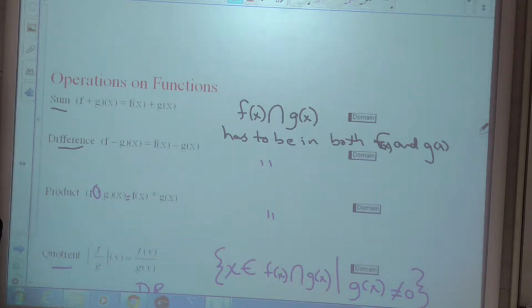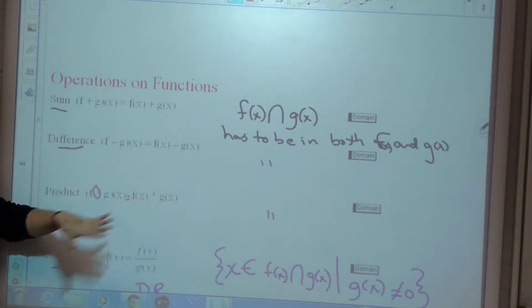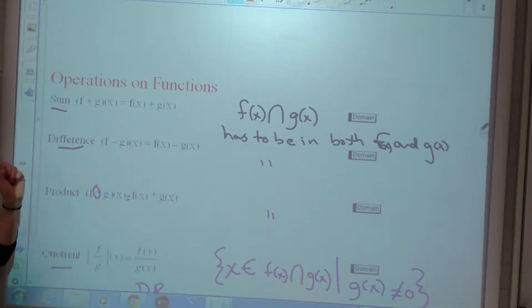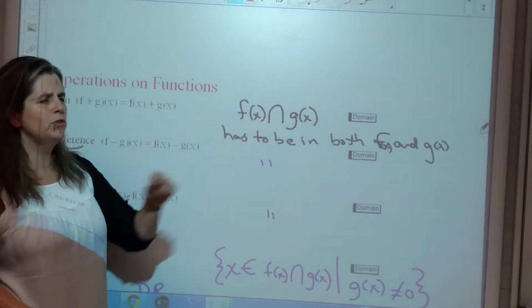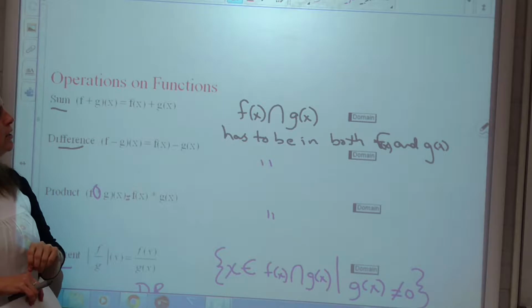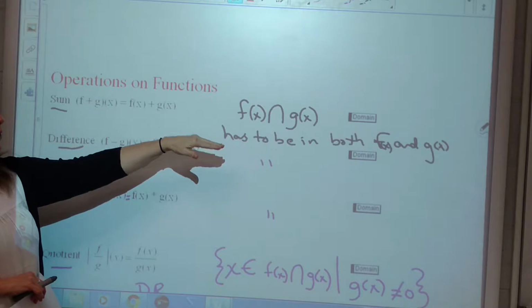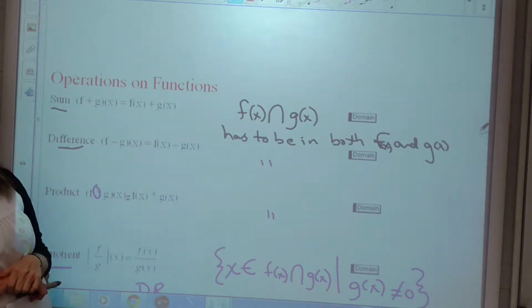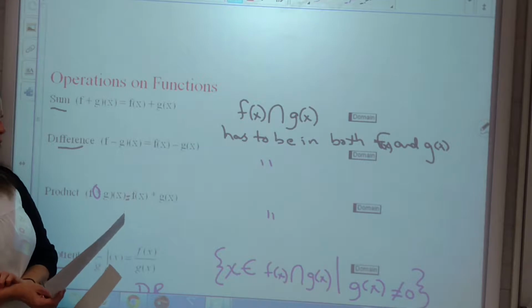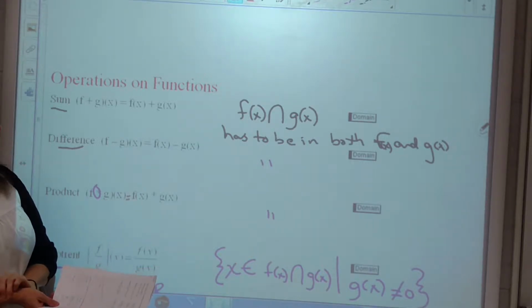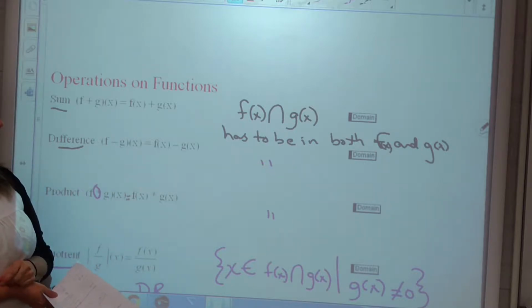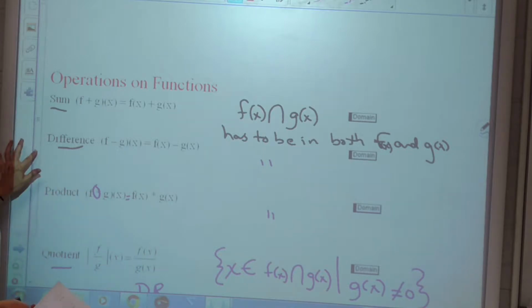When we're talking about the domain, a sum, a difference, and a product all have the same domain. The domain for the outcome, the actual sum, difference, or product, has to be this little U shape we've looked at before. It means the intersection, so it has to be in both. The answer has to be in both the domain of f of x and the domain of g of x. So when you see that, that's what it means: it's in the domain of f and the domain of g. It has to be in both, and that's the same for a difference and a product.